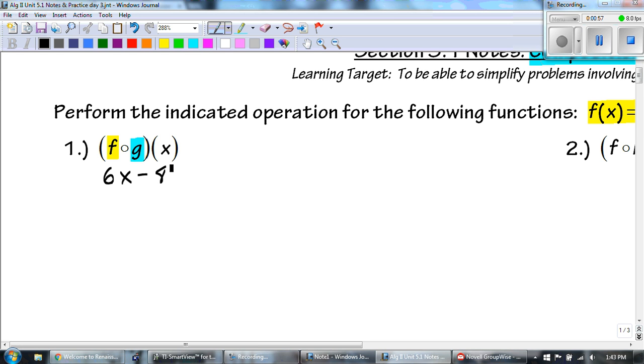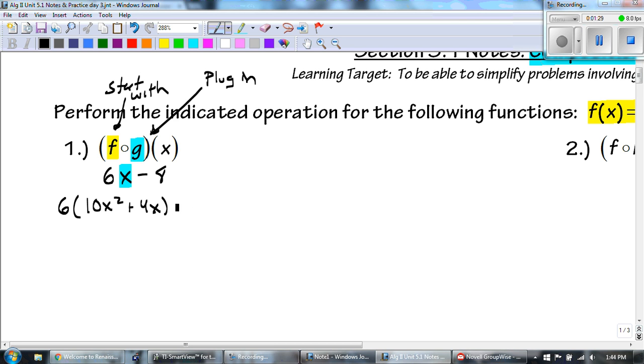But now what we're going to do is we're going to take that x, and that's where I'm going to substitute g of x. So this is what I start with, and the g is what I'm going to plug in, okay? So I have 6, and then I'm going to plug in g of x, which is 10x squared plus 4x minus 8. And now I can solve it.